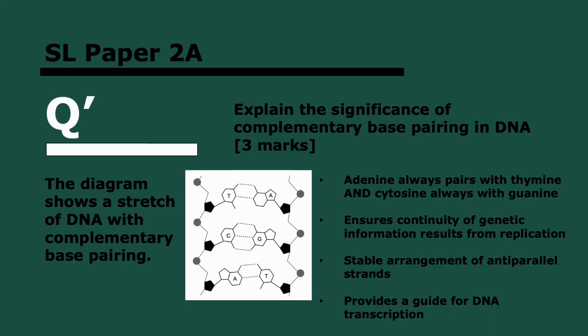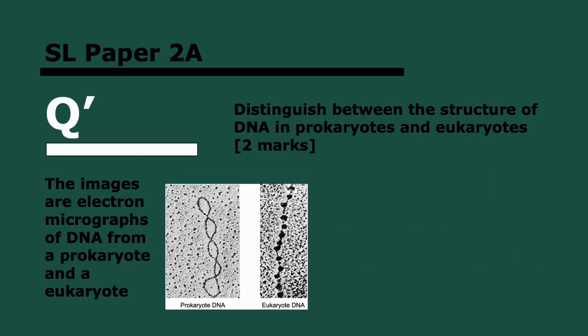Hopefully that makes sense. That's quite a complex topic. So if you need some clarification, make sure to ask, and I can respond in the comments or even make another video on this. So now the images are electron micrographs. So we have eukaryotic and prokaryotic DNA. So leading on from the last question, now it's asking you to distinguish between the structure of DNA in both.